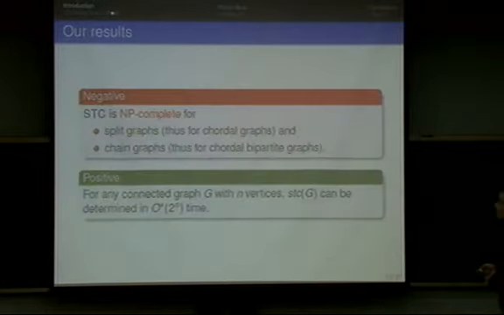So let me summarize our result. We show that the problem is NP-complete for split graphs and chain graphs, and thus for chordal graphs and for chordal bipartite graphs. And we also show that for any connected graph G with n vertices, its spanning tree congestion can be determined in order 2 to the n time. Okay.